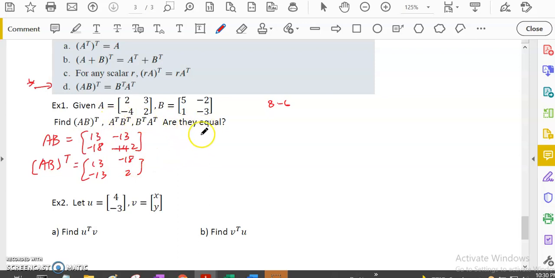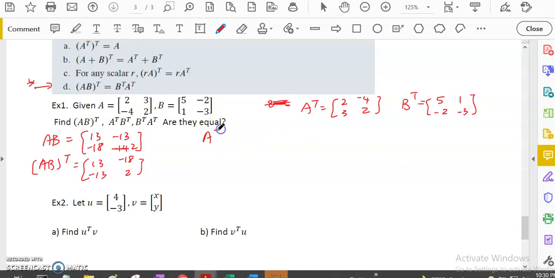So let's do A transpose. Let's write A transpose here, save some space. That would be 2, 3, -4, 2, right? B transpose is 5, -2, 1, -3.